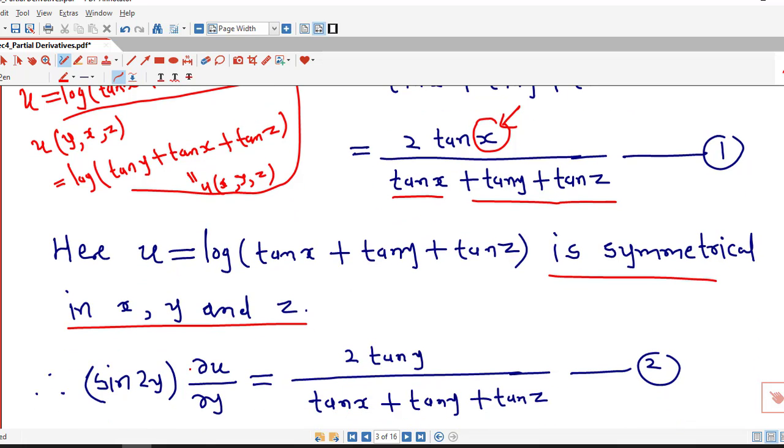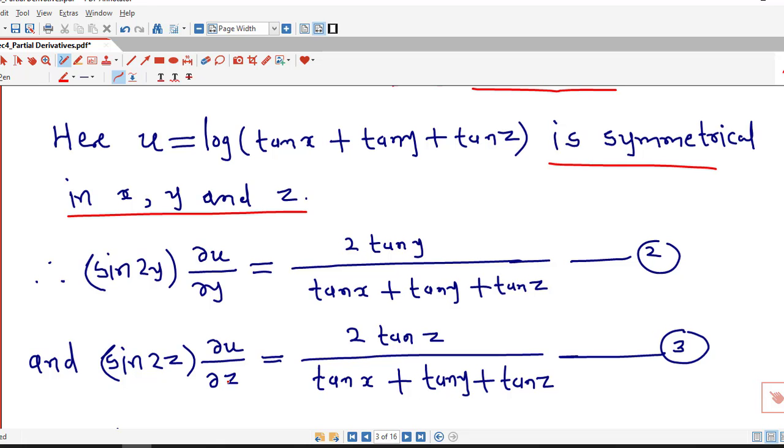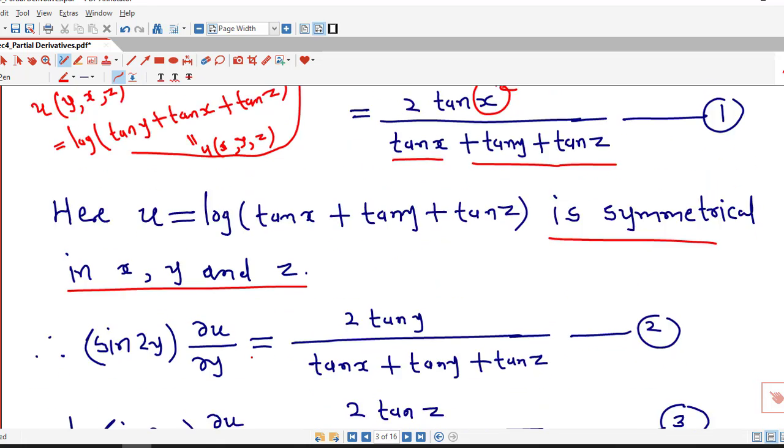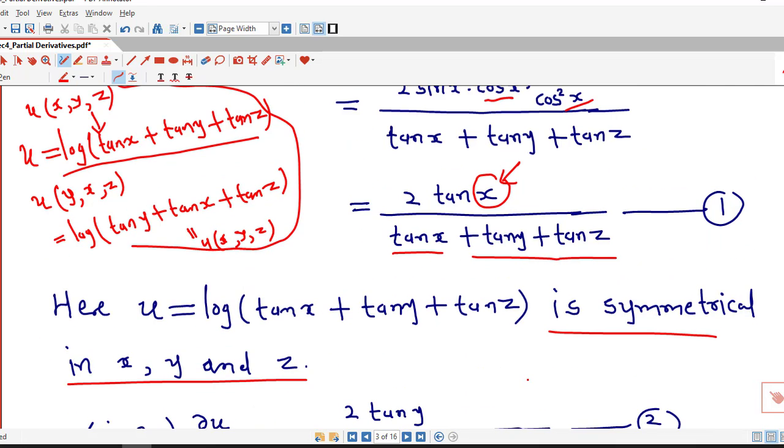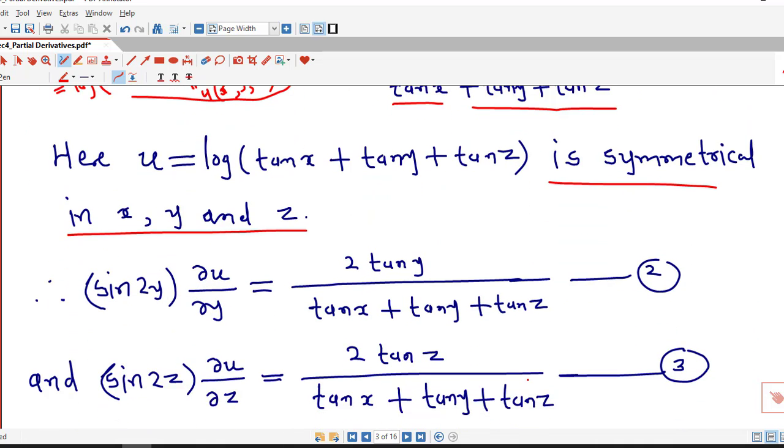Therefore sin 2y into del u by del y is 2 times 10^y divided by 10^x plus 10^y plus 10^z. Here we have replaced x by y. Similarly, sin 2z into del u by del z will be 2 times 10^z divided by 10^x plus 10^y plus 10^z. And now we add equations 1, 2 and 3.